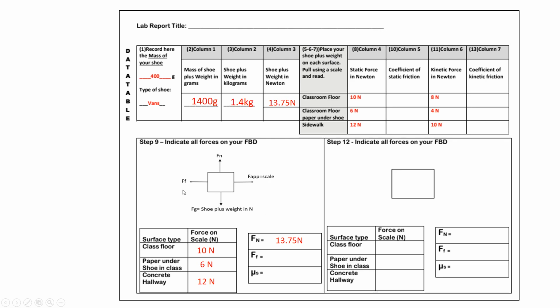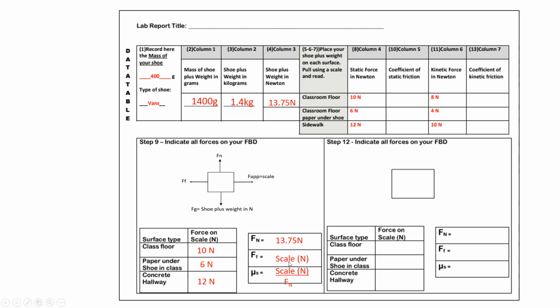My Ff is what I read on the scale. And my coefficient of friction, the static one, that is required to start this motion is whatever I read on the scale, which is my Ff, divided by Fn, because that's the formula. Remember the triangle that I drew for you: mu is Ff over Fn. But Ff here is what you are reading on the scale.